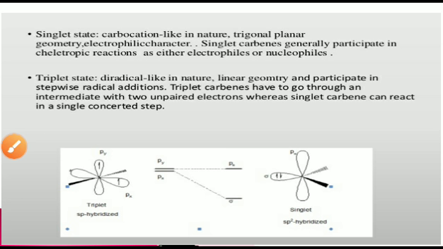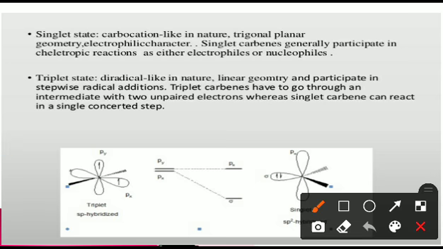Let's learn about the singlet state and triplet state of the carbene. Here what happens in case of a singlet carbene? This is carbocation-like in nature, having a trigonal planar geometry and electrophilic character. This singlet carbene is sp2 hybridized.